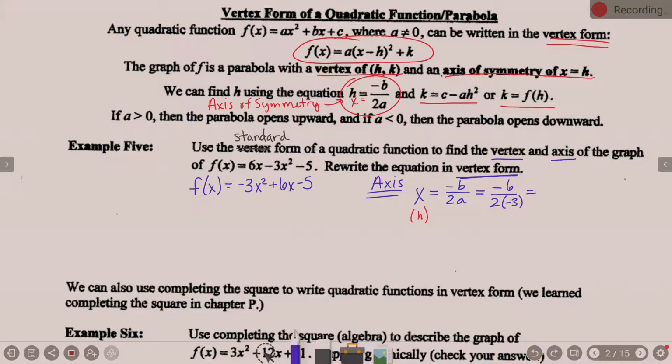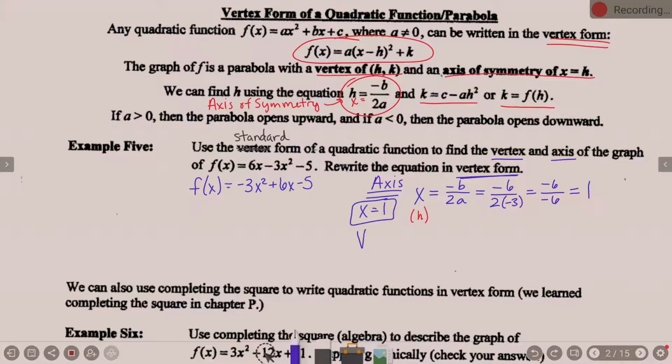So what do we end up with for our axis of symmetry? Negative 6 over negative 6, which is 1. So my axis of symmetry is x equals 1. Please remember, when you give me axis of symmetry, this is a line, right? This is an equation of a line. So it's x equals a number there. Okay.